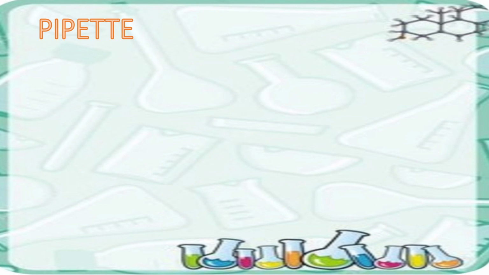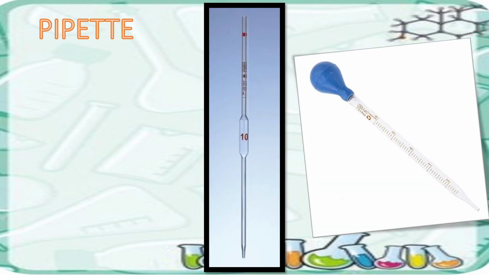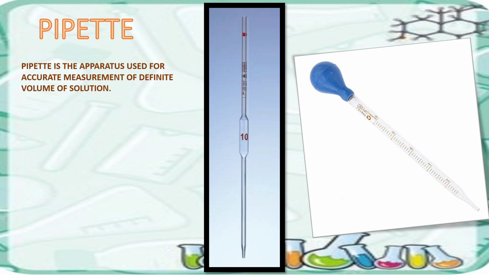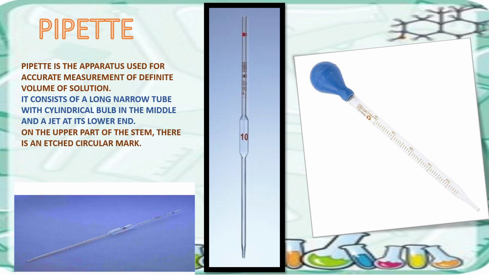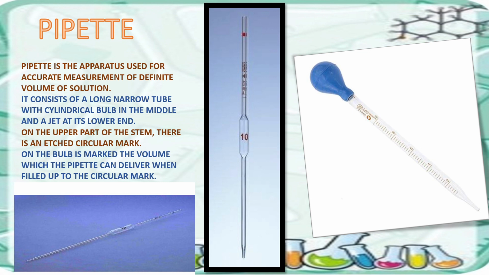Pipette. This is a pipette. Pipette is the apparatus used for accurate measurement of a definite volume of solution. It consists of a long narrow tube with a cylindrical bulb in the middle and a jet at its lower end. On the upper part of the stem, there is an etched circular mark. On the bulb is marked the volume which the pipette can deliver when filled up to the circular mark.